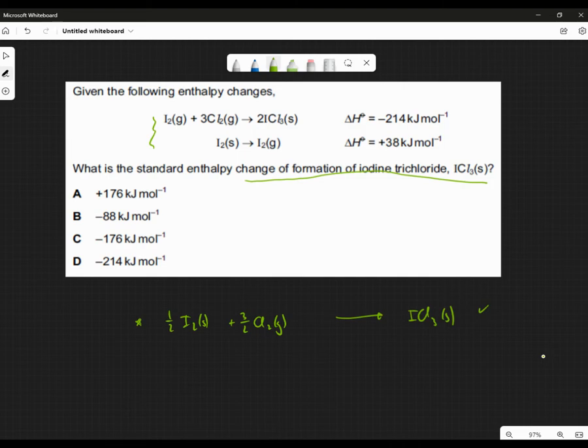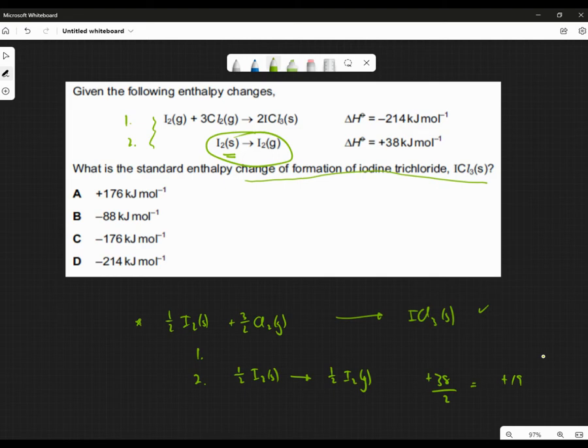Now, as I can see, I need iodine on the left, so I'm going to use this one as it is. Okay, but I need half an iodine solid. So I'm going to times that one by a half. I'm going to call this equation 1 and equation 2. This is equation 2. Let me do equation 1 in a minute. So this is I2 solid. It's going to give half I2 gas. And the plus 38 is going to be divided by 2 as well. Okay, so that's going to give me plus 19 for that one.